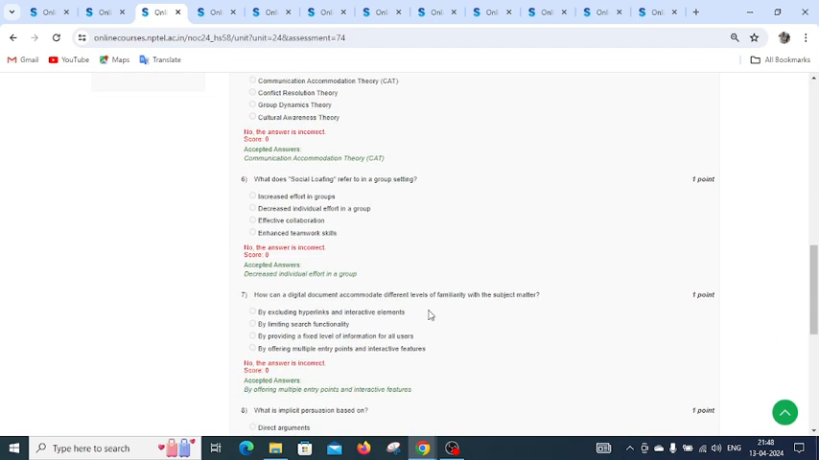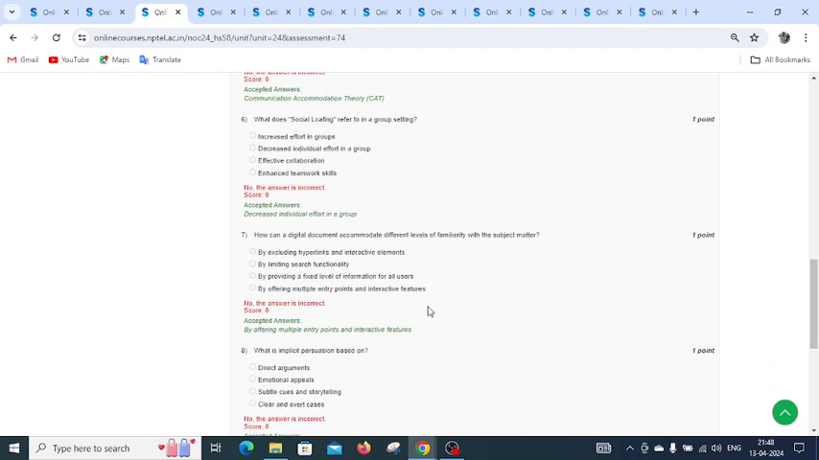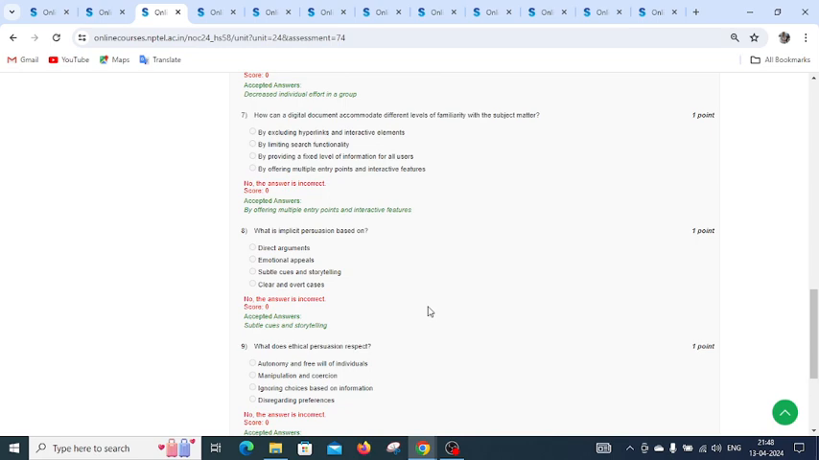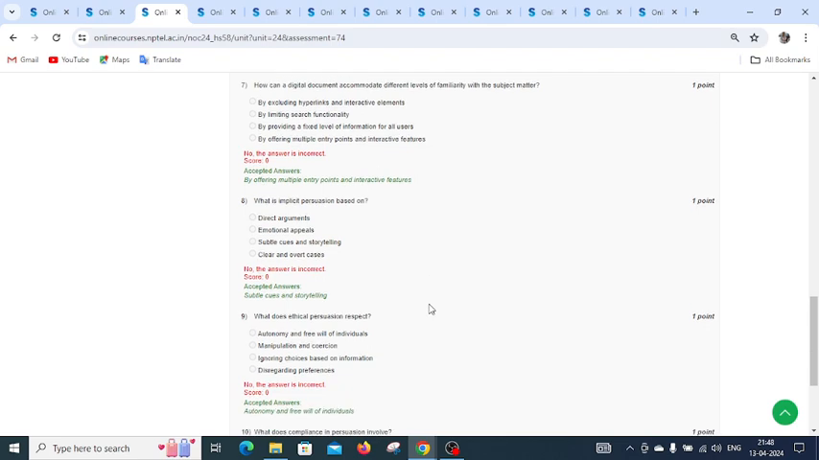How can a digital document accommodate different levels of familiarity with the subject matter? And the right answer is by offering multiple entry points and interactive features. What is implicit persuasion based on? And the right answer is subtle cues and storytelling. What does ethical persuasion respect?